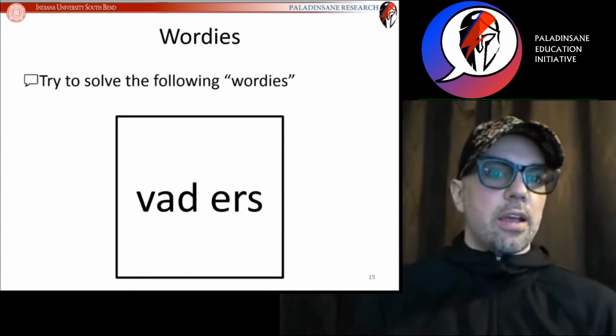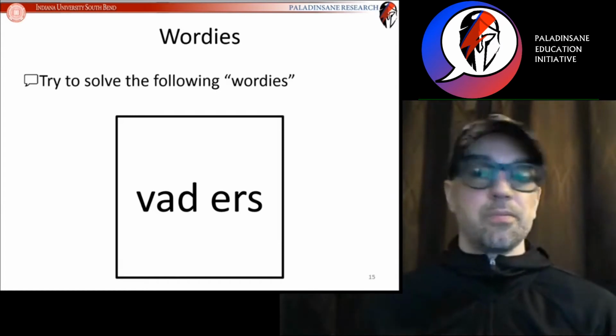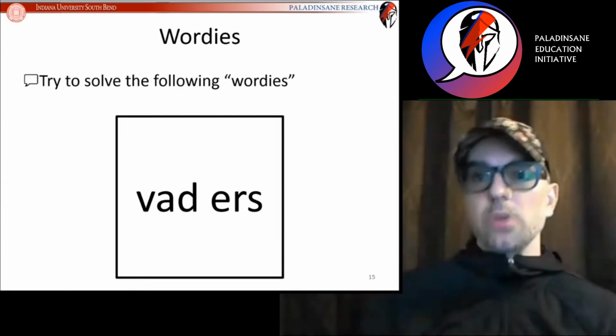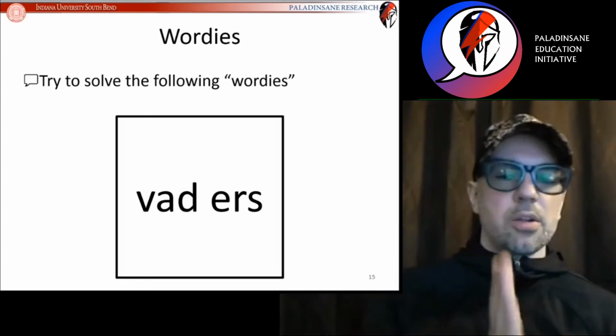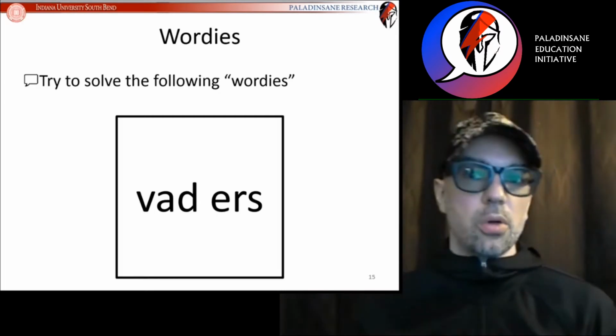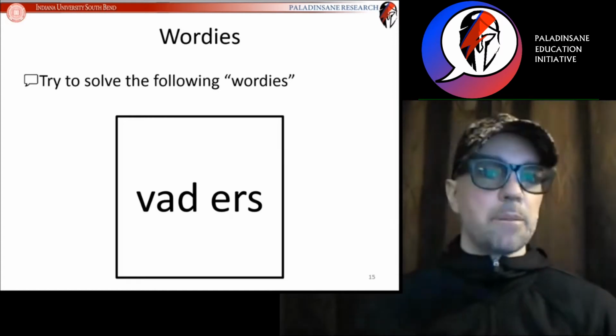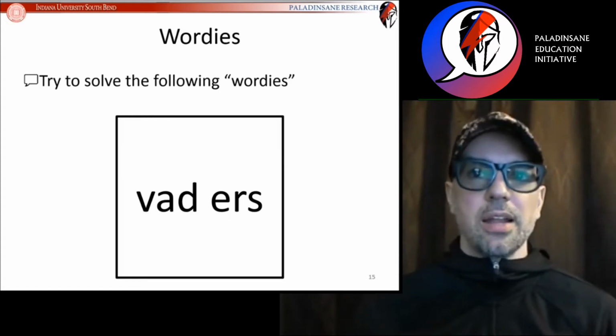So reading, try to solve the following wordies, is not a problem because your goal state was not reading the sentence. Sorry, your present state was not having read the sentence. Your goal state was reading the sentence, but it was immediately obvious how you are going to accomplish that.